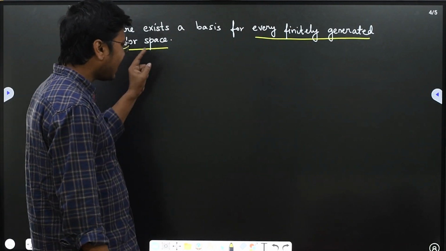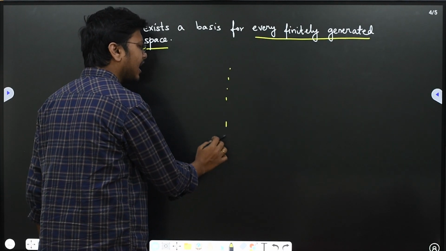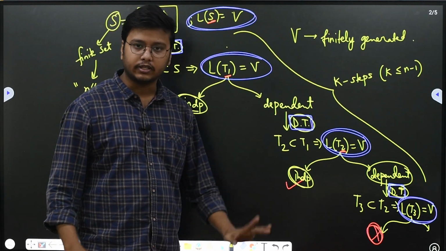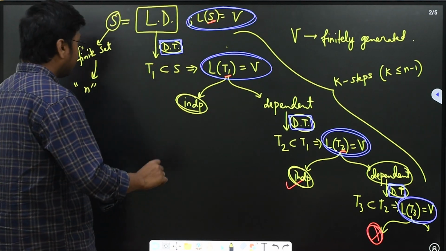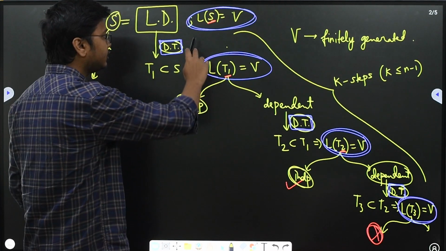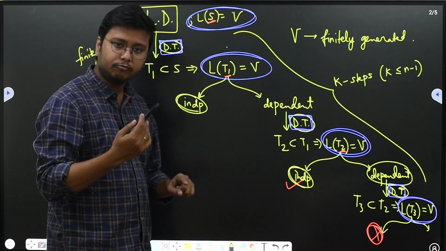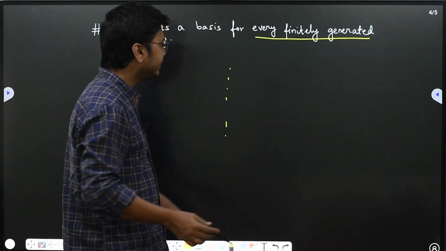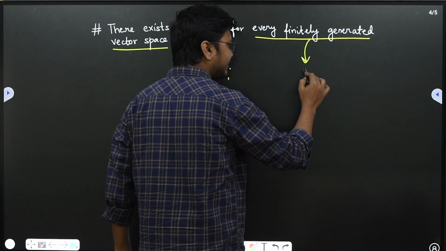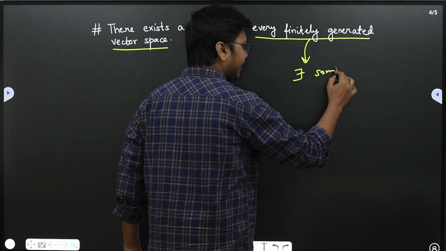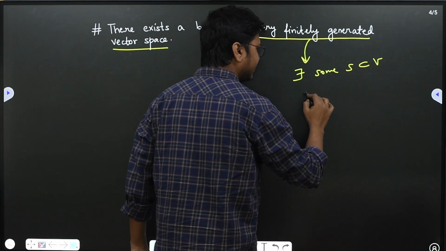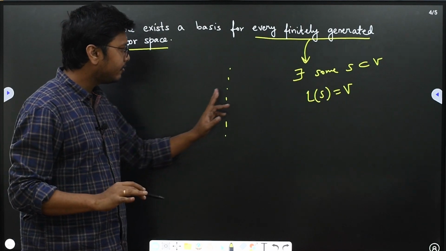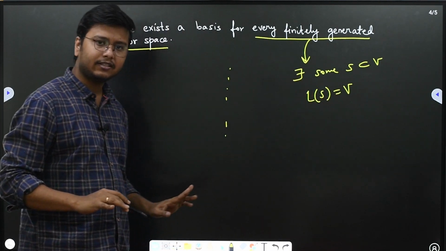Now, actually I will not write anything here. I have already done this proof over here. How is it done? First, I will take a set S which is generating V. How can I take the set S? Obviously, because the vector space V is finitely generated. If something is finitely generated, then there exists some S which is a subset of V such that L of S is equal to V. So definitely we can get some set S which is generating the vector space V.